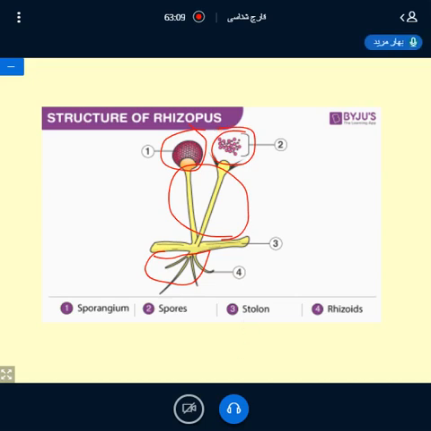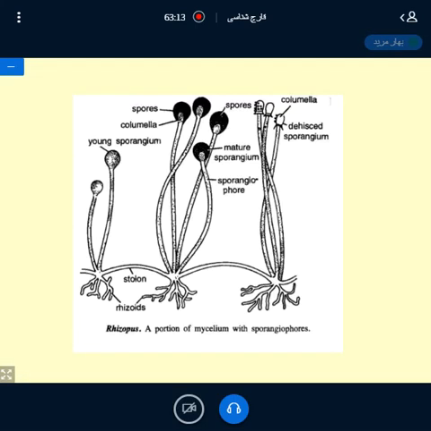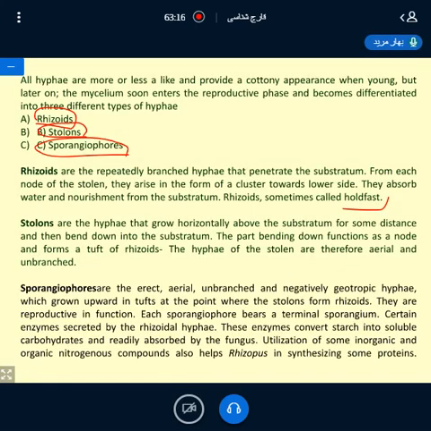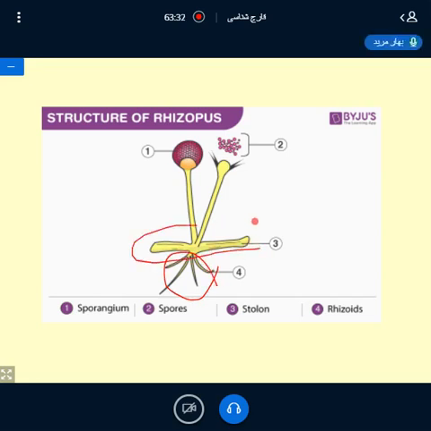Rhizopus forms three different hyphae. Three different hyphae: rhizoid, stolon, and sporangiophore. Three types of mycelia.